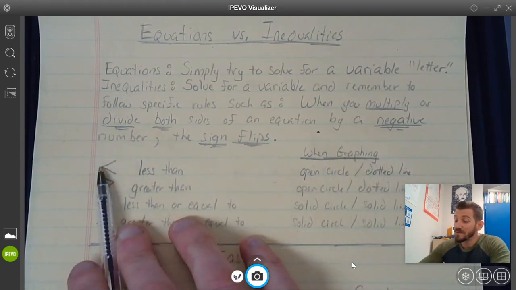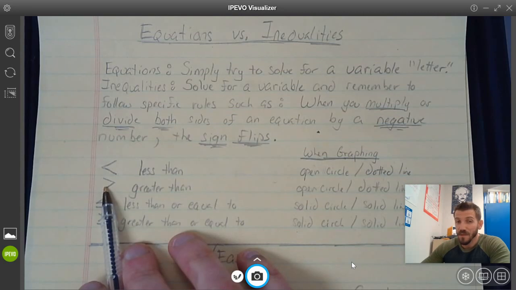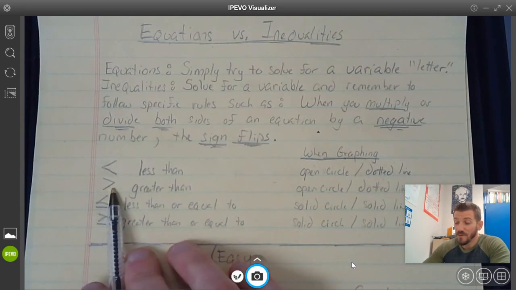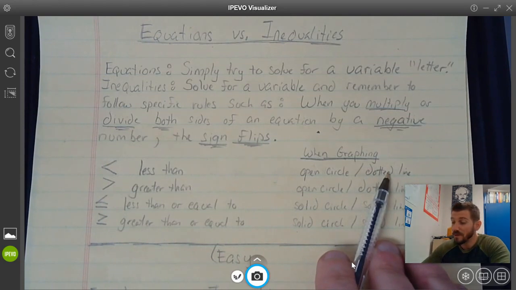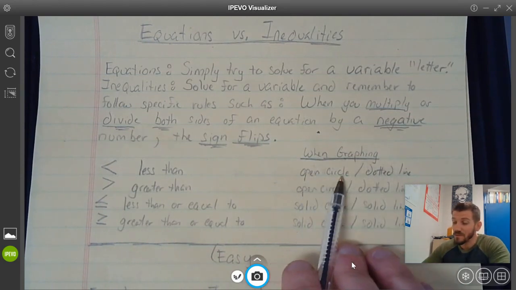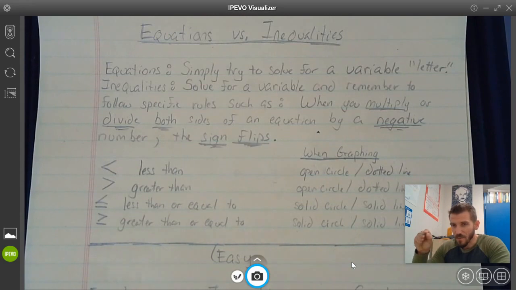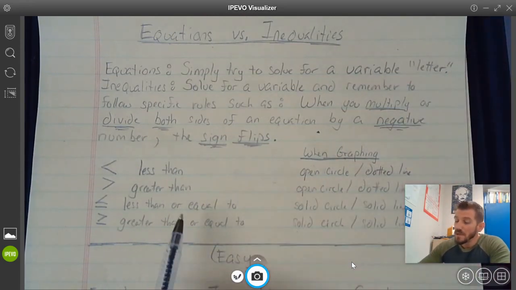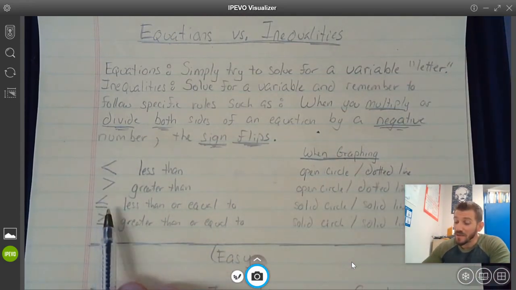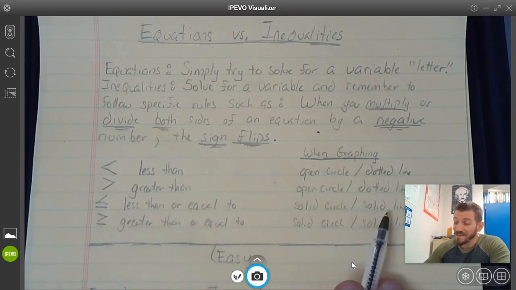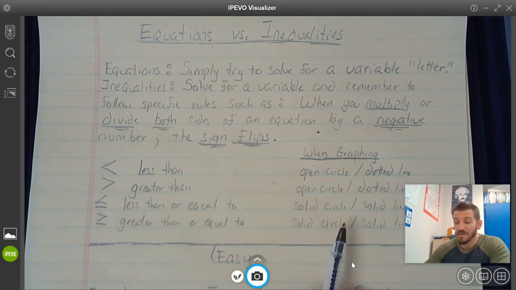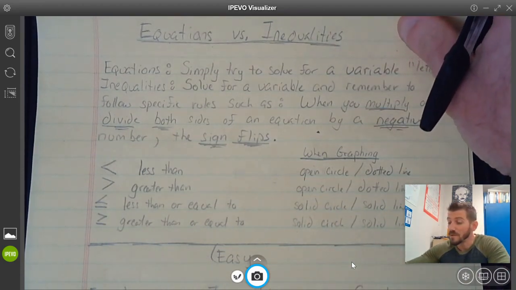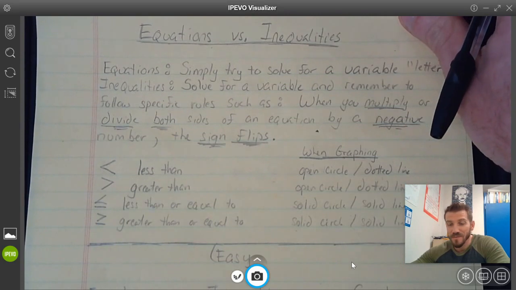For example, the less than and greater than signs are not underlined. Therefore, if you graphed it, it would be a dotted line on an XY graph, or it would just be an open circle at that point, and you'll see that in a minute. If you see a solid line underneath, when you graph it, it is a solid line. That's how I remember it. Also, it would be a solid circle if you saw a simple graph of it. So knowing those, let's go ahead and dive into some problems.